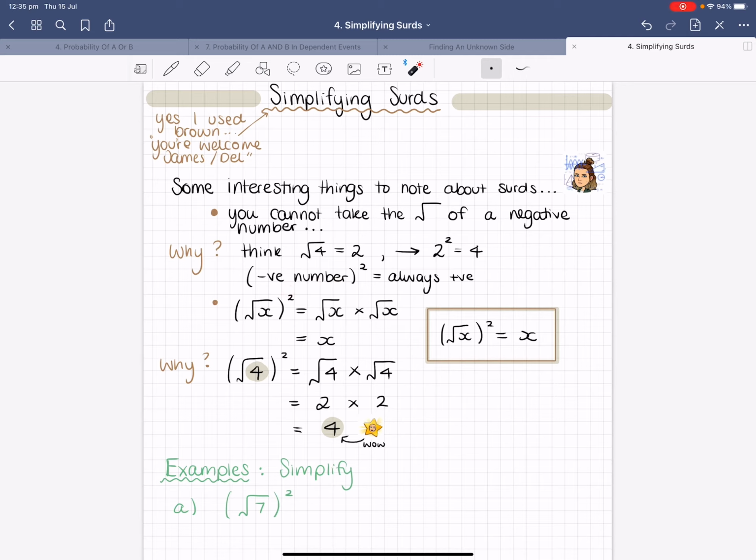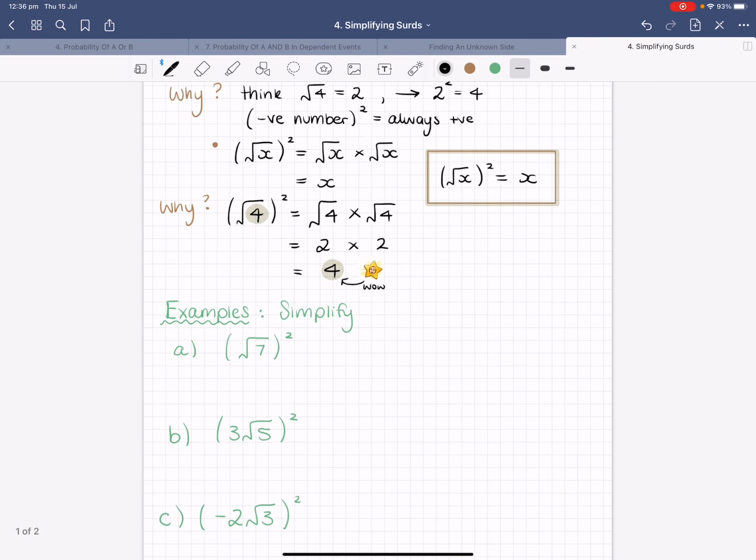Another thing to note is this property here. So if you have the square root of a number and then you square that, you actually just get back the number that you started with. So for example, the square root of 4 all squared means the square root of 4 times the square root of 4. Now, the square root of 4 is just 2, and 2 times 2 is 4, which is the number you started with under the square root.